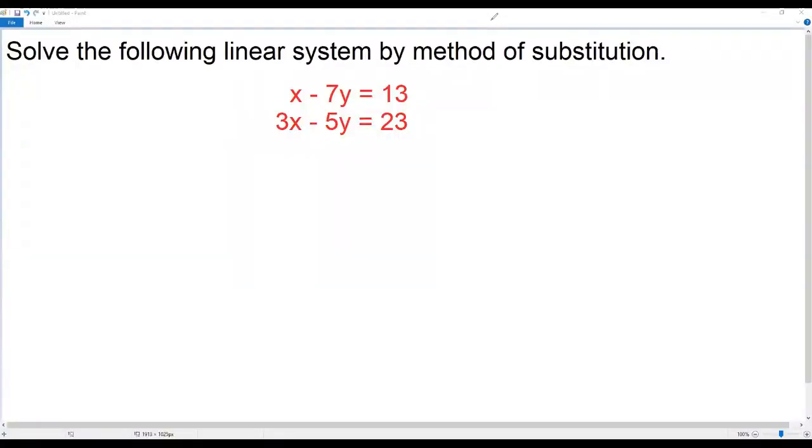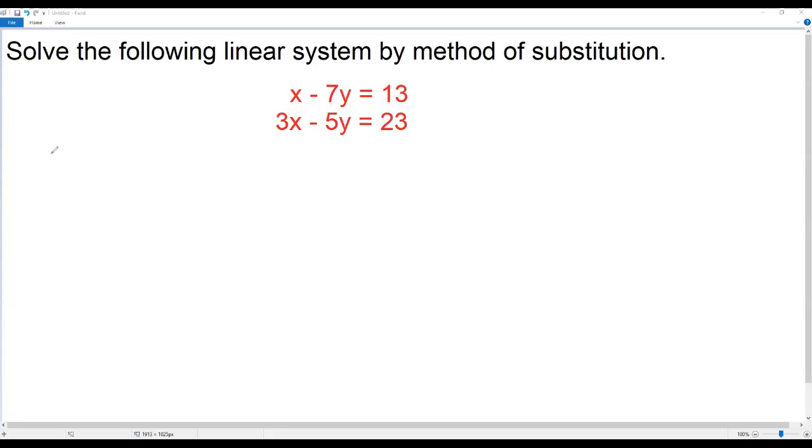Here we have a system of two linear equations and we have to solve the system by the method of substitution. When I look at the two equations, neither equation is solved for a particular variable. I think we can solve for x in the first equation in terms of y because we have just x over here.